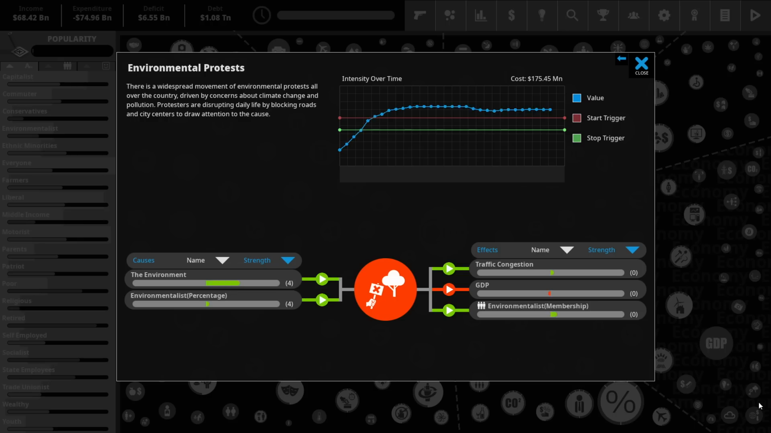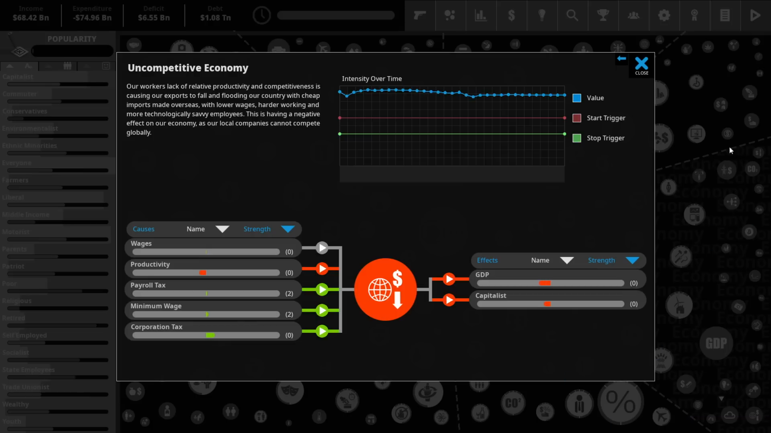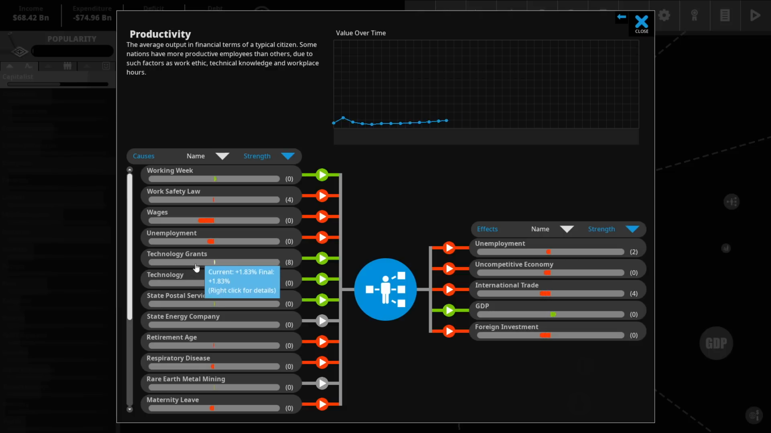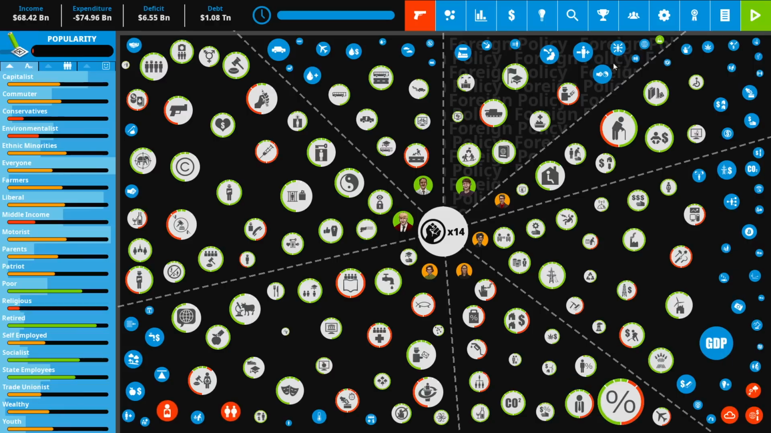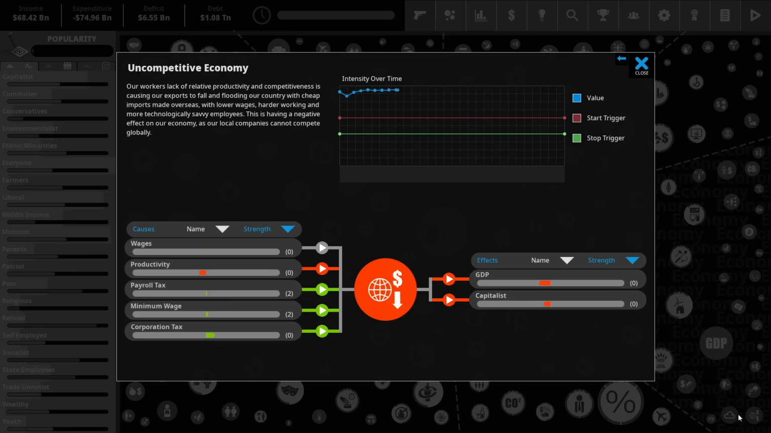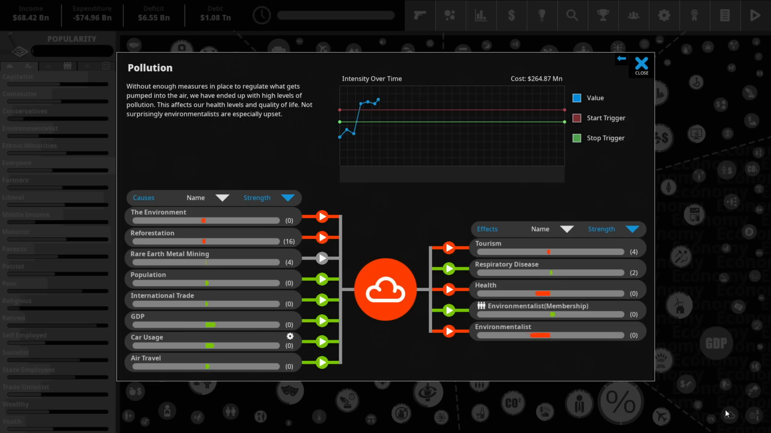What else do we have? Oh yeah, we have the environmental protests. We have an uncompetitive economy. Our productivity is not as good as it could be. Oh, sorry, wrong way around. Here, the greens are bad. It's payroll tax, minimum wage, corporate tax hurting our competitiveness, but actually our productivity, no, productivity is really low. I mean, I guess it's not nothing. Well, we'll see what else we can do. This is really hurting our GDP, though. We definitely don't want that, and upsetting capitalists. It would be lovely to deal with this if we could.